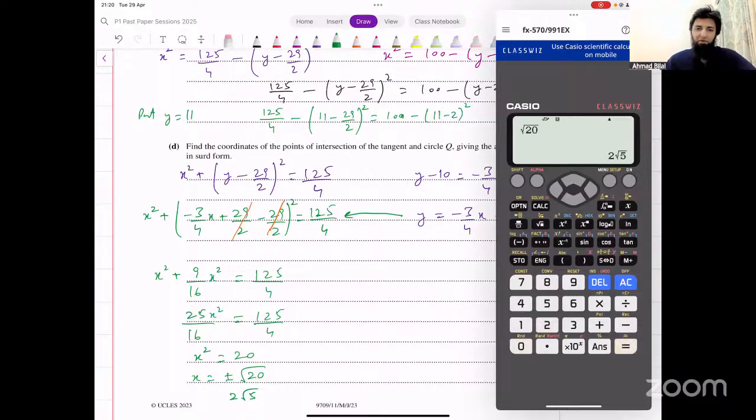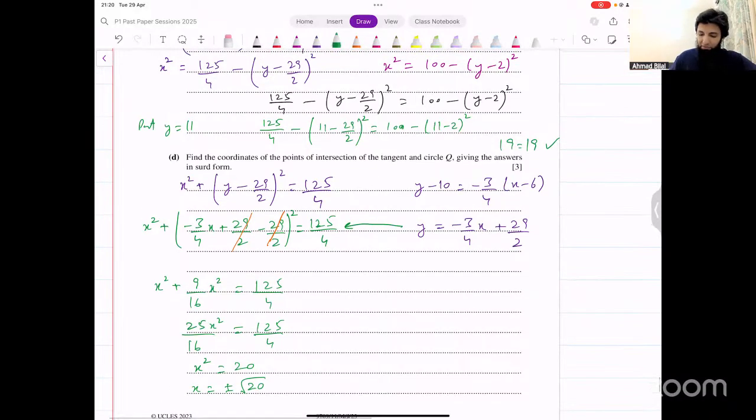In this case, they have not specified that you want simplified surds. So square root of 20 is also going to be fine. You can just leave it like this as well, and that will be okay. So we're getting two values of x from this. Input those values of x here. x equals under root 20 and x equals minus under root 20.